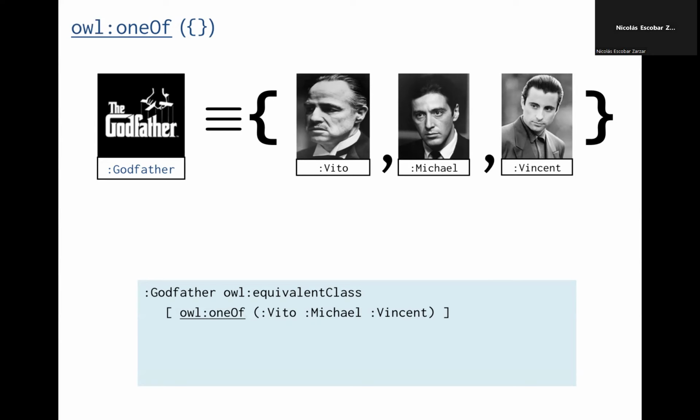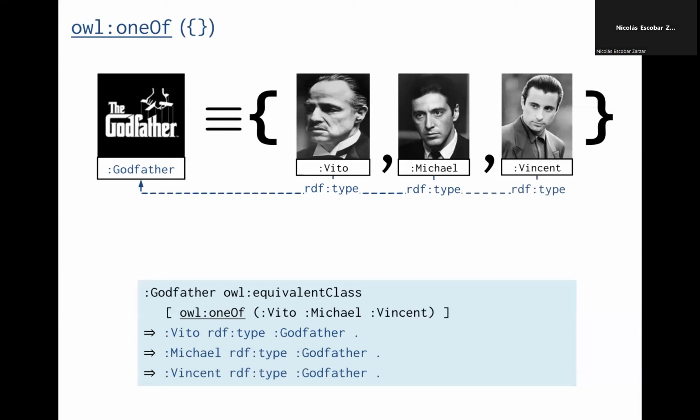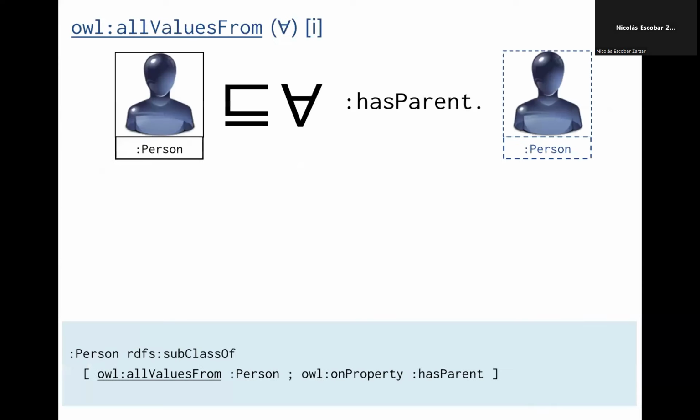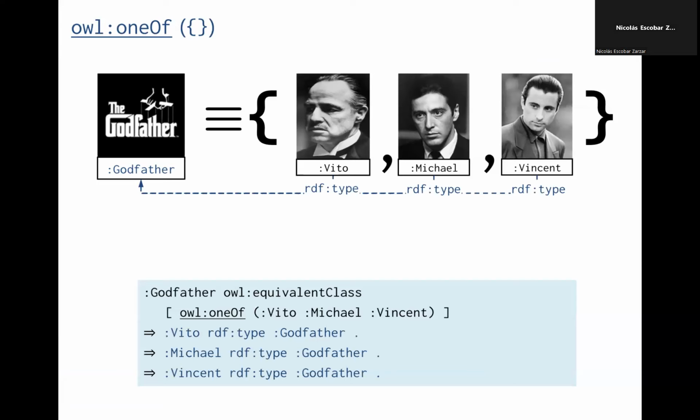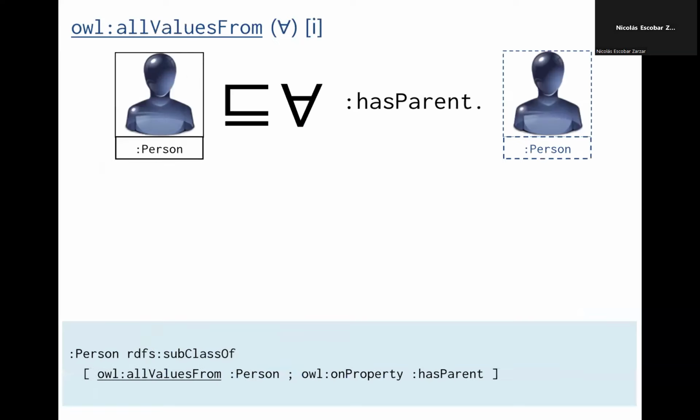So in this case, we're defining Godfather to be precisely equivalent to the class with 3 elements: Vito, Michael, and Vincent. So what can we infer from this? Not so interesting, but we can say that each of these elements is a Godfather. What's perhaps more interesting, we'll see another example later that involves this. The interesting thing is if we know something is a Godfather, we know that it must be the same as one of these entities. So this is one of.